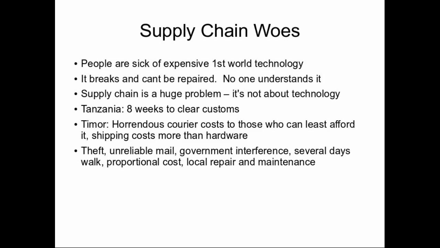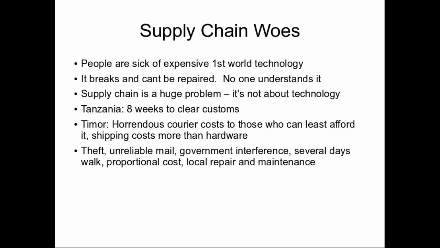They're often more about the supply chain and training than they are about the wonderful first world technology we take for granted here. An example is in Tanzania, where it can take 8 weeks to clear customs. Some colleagues of mine are deploying HF radio networks for medical applications there and have to wait 8 weeks for anything to get in the country. In East Timor, where I've worked with the Village Telco project, they have very high courier costs. The people there can least afford it. They're some of the poorest in the world, but they have to pay more for the shipping than the actual hardware in many cases.